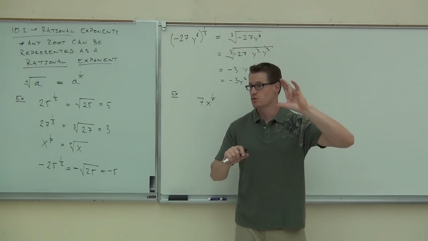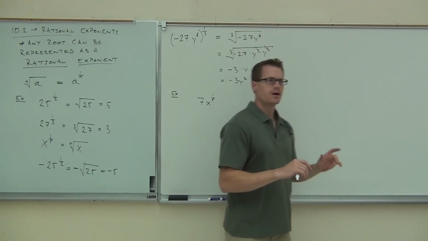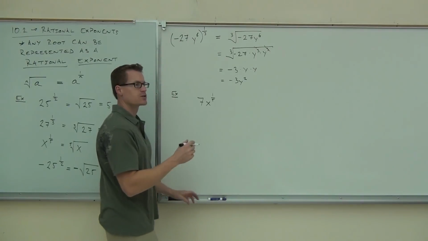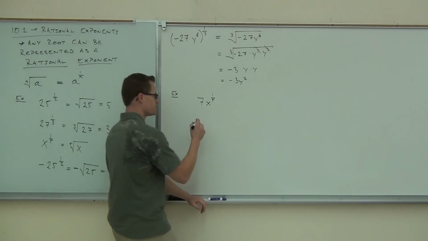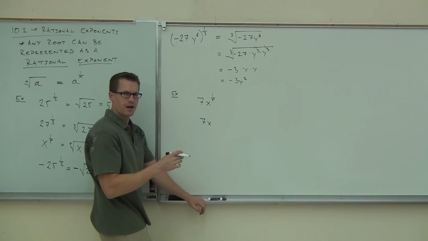It's actually not 7 to the 1/5. If I wanted to show 7 and x to the 1/5, here's how I do it. I want you to see the difference here. If I want to show both of them, what would I need to put?